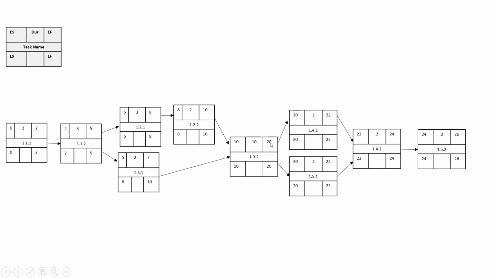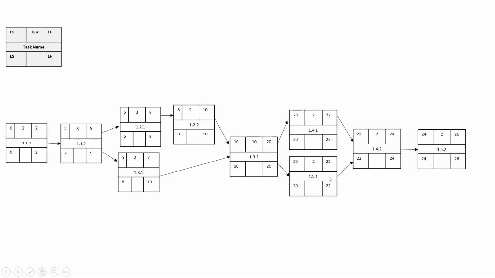And then we carried the early finish of this task to its succeeding tasks, 20 and 20. And then we took the duration of these tasks and added them together. So 20 plus 2 gives us 22. And task 1.5.1, sorry, was also 2 days. So that also gives us 22.